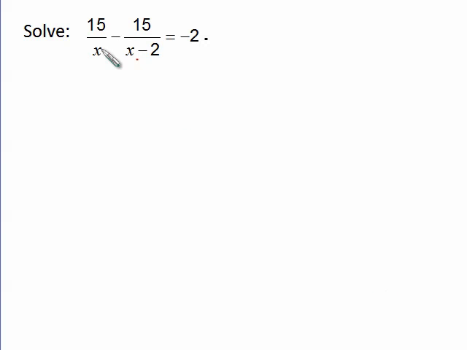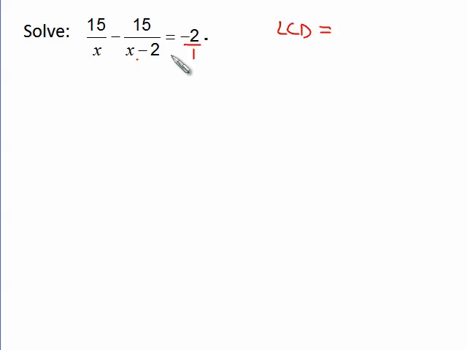Solve. 15 over x minus 15 over x minus 2 equals negative 2. To solve this rational equation, I must bring the variables which are in the denominator up into the numerator. And the way to do that is, first of all, to find the least common denominator.